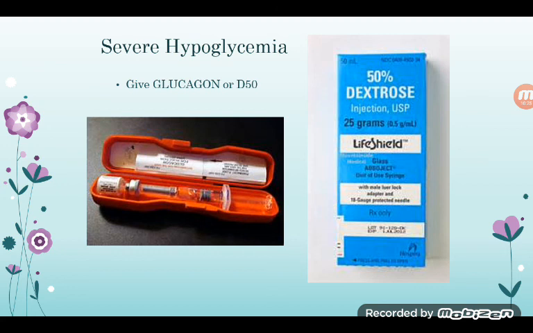And this is a big one. When someone has severe hypoglycemia, if they are alert enough, we should be giving them oral sugar. If they are unresponsive, we can give glucagon sub-Q, or we can give D50 IV.